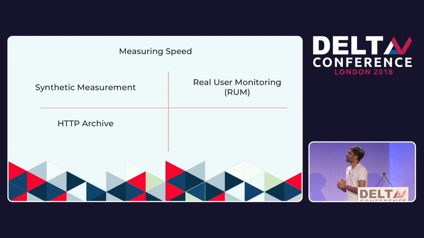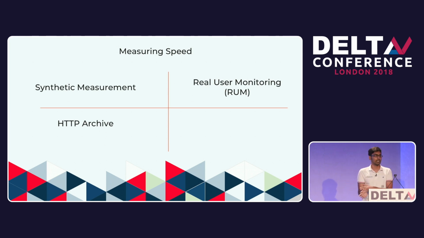So HTTP Archive is basically synthetic measurement on a much larger scale. HTTP Archive is a project that's been there for quite some time, and it crawls around 500,000 URLs every single month on both desktop and mobile. And it collects a whole set of measurements like what's the onload time. It even collects a lot of different metrics like the request bodies for the home pages of the top 500,000 websites.